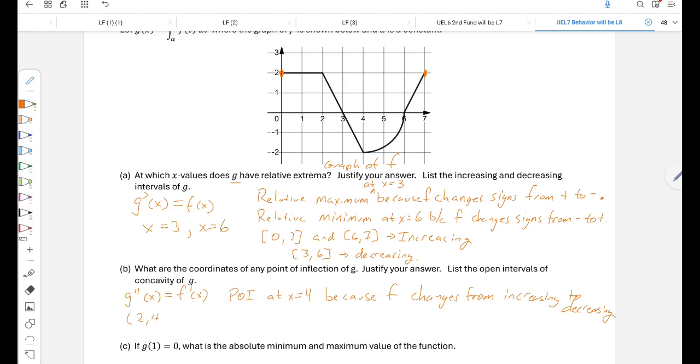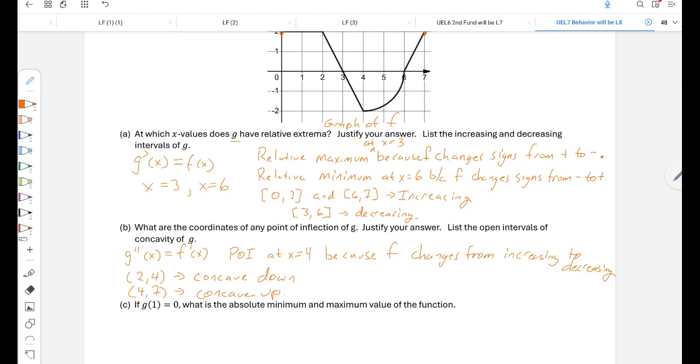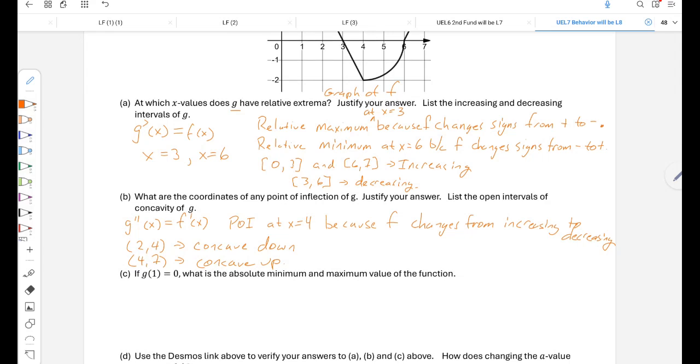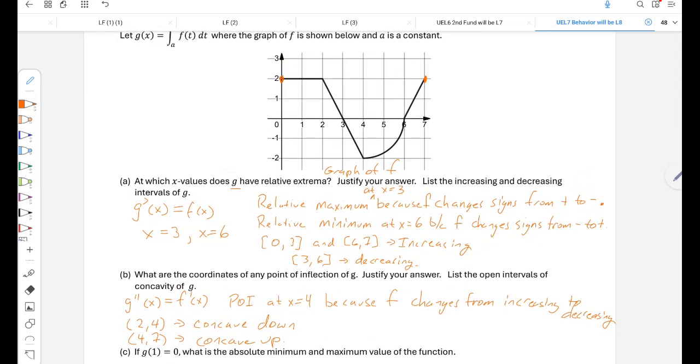They'll usually do a good job of asking for open intervals there, so they'll tell you what parentheses to use. Concave down. And then from 4 to 7, we'll say concave up. Good on that one?